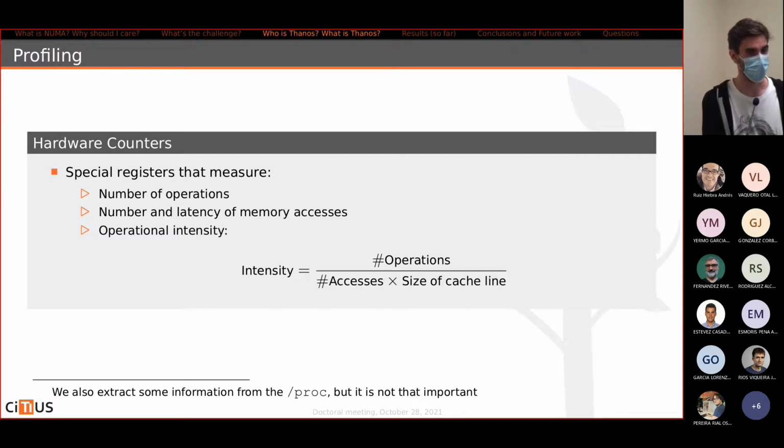We use hardware counters, which are a special kind of registers in modern CPUs that allow us to measure the performance of the system. In particular, we use the number of operations performed by each thread in the system, and the number and the latency of the memory operations performed. With that we can compute the operational intensity, just computed by this equation, and it gives us a clue of the efficiency in the use of cache memory.